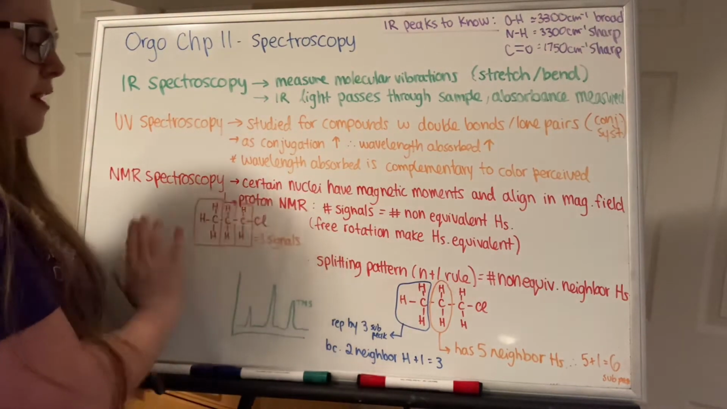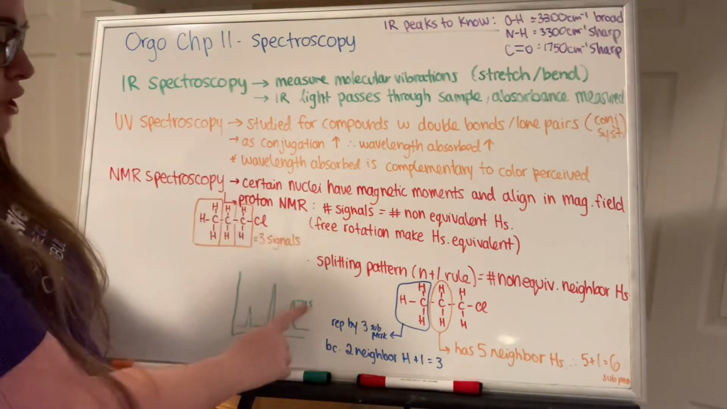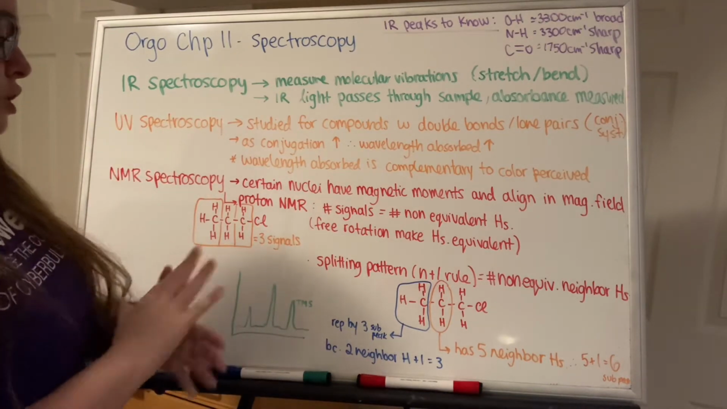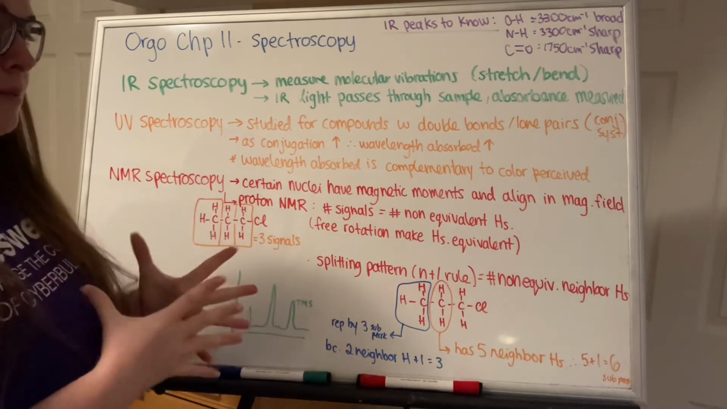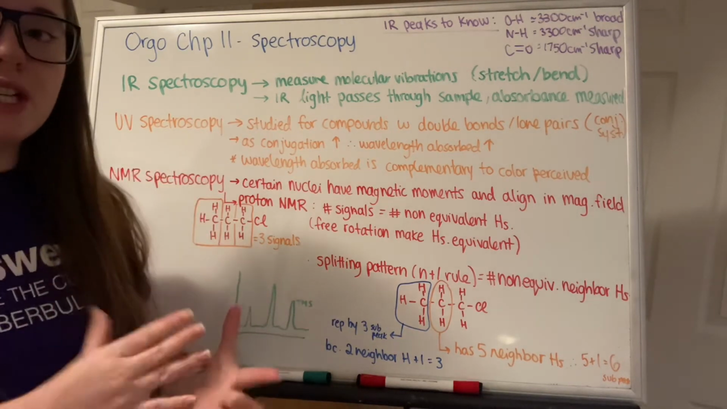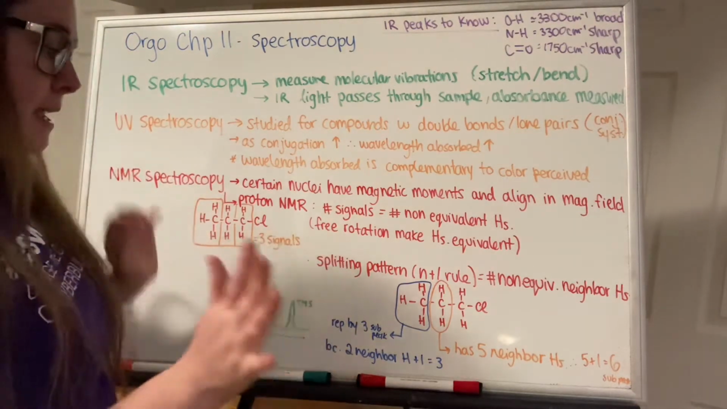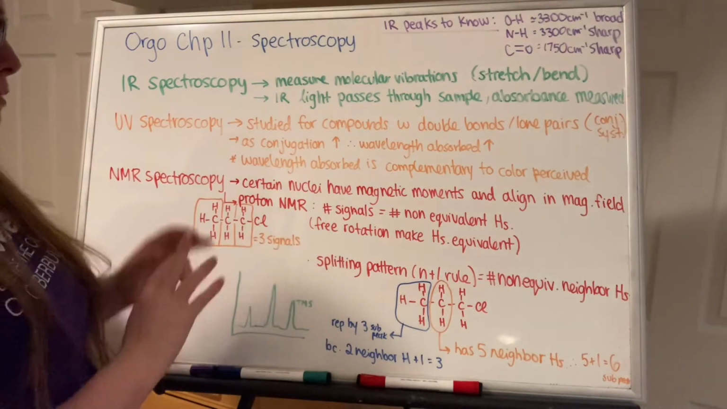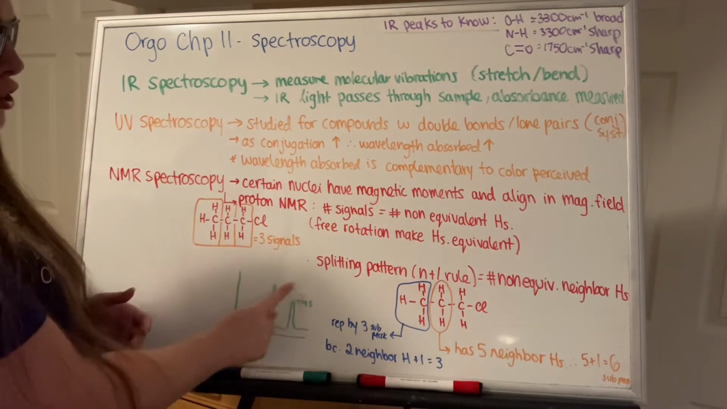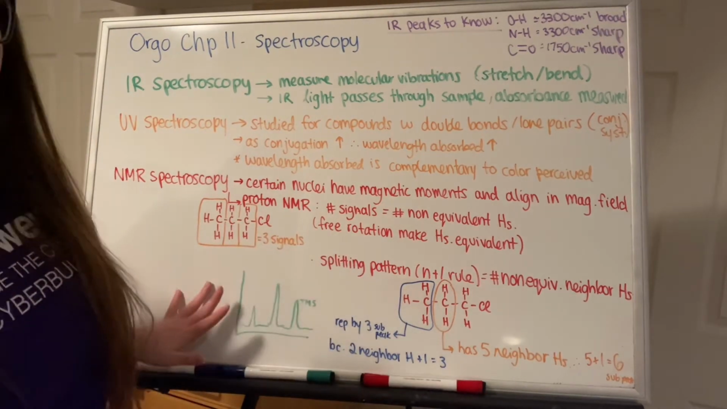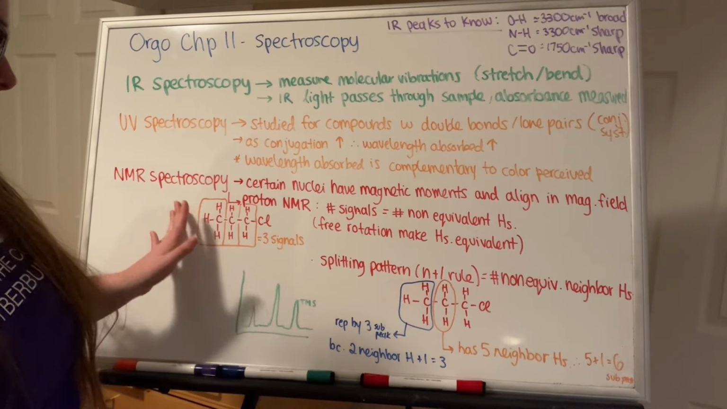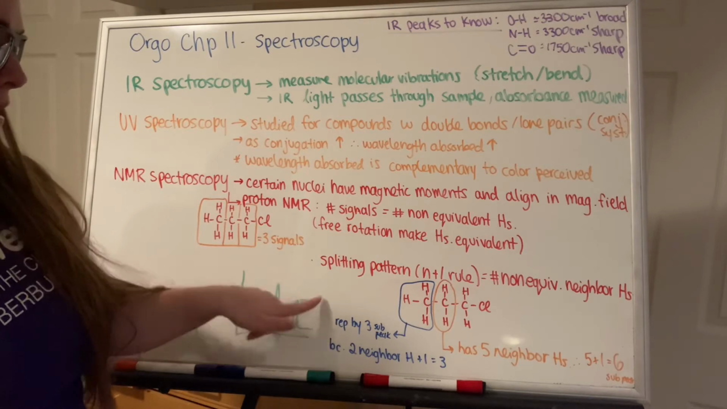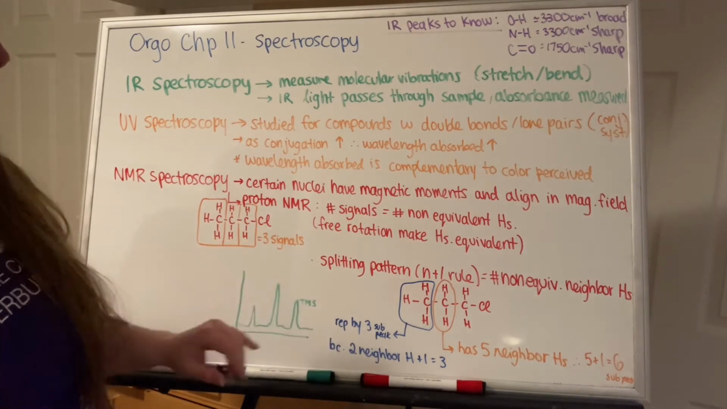Okay, so that is just looking at the number of signals. And this is just an example peak down here. Just note that the TMS serves as a reference peak. So if you're supposed to count the number of signals, just don't count this one. This is just an example graph and is not necessarily related to this molecule, because here we would have 3 signals. In this graph, we would have 2 signals because this one is the reference peak.